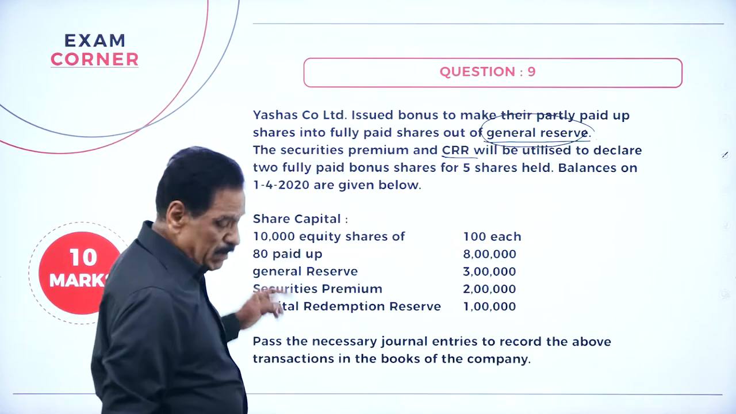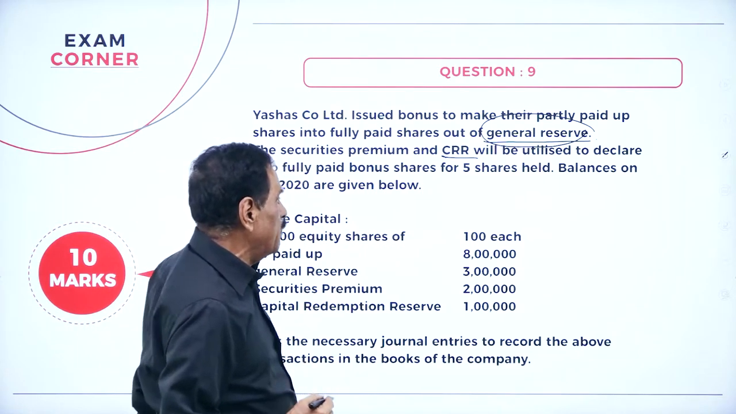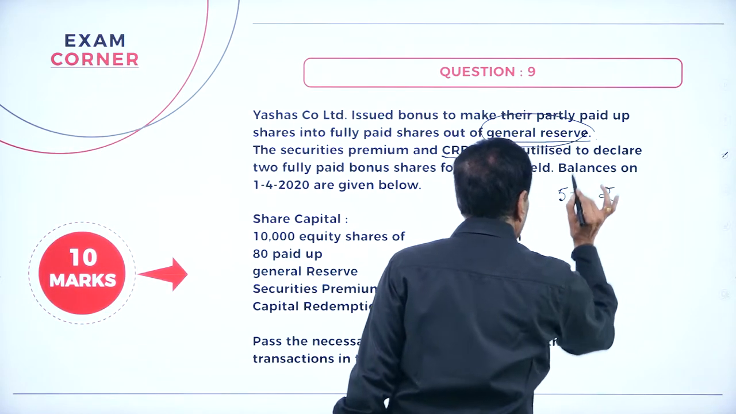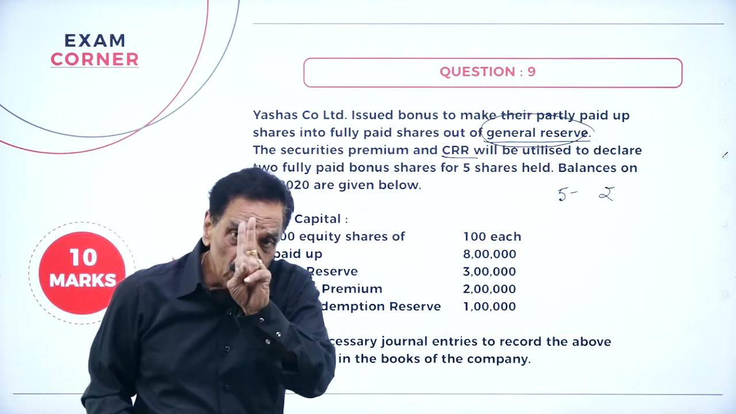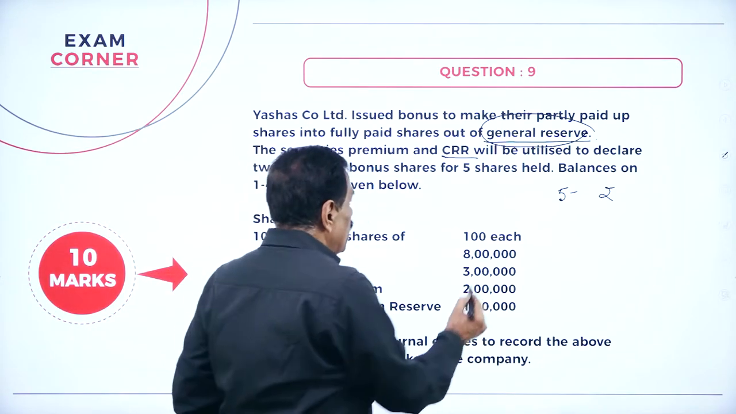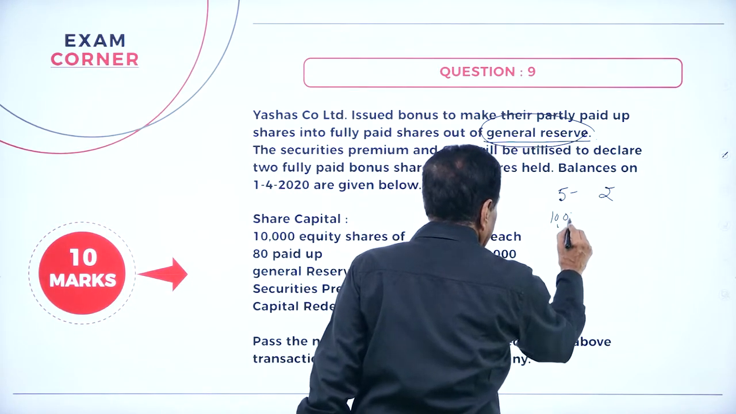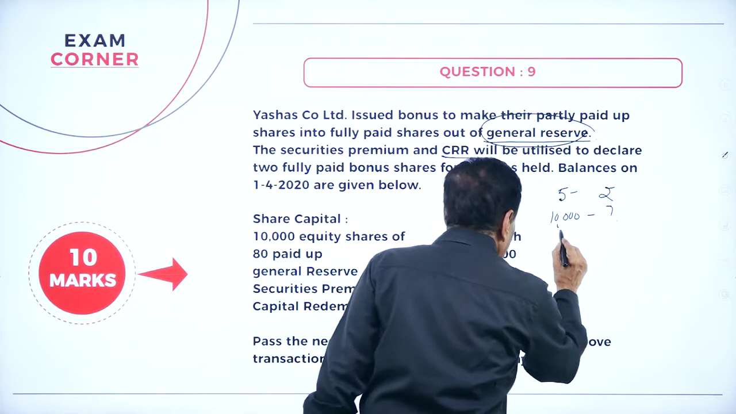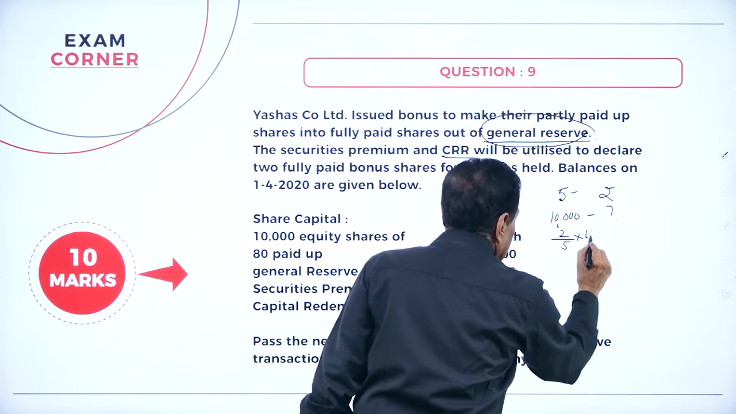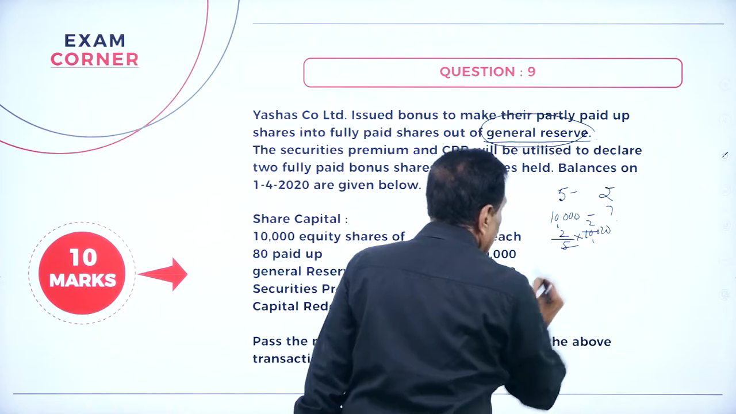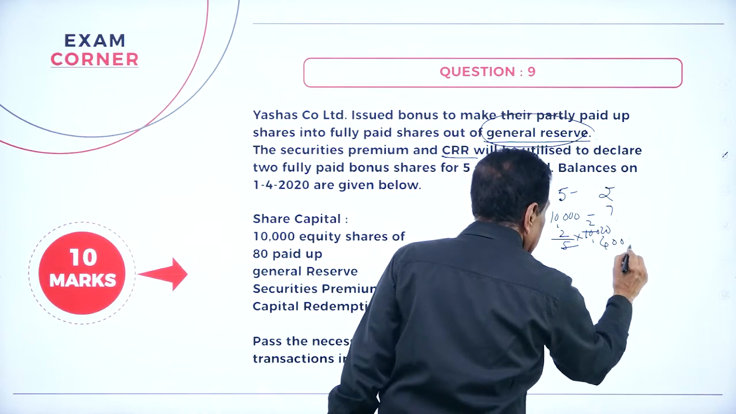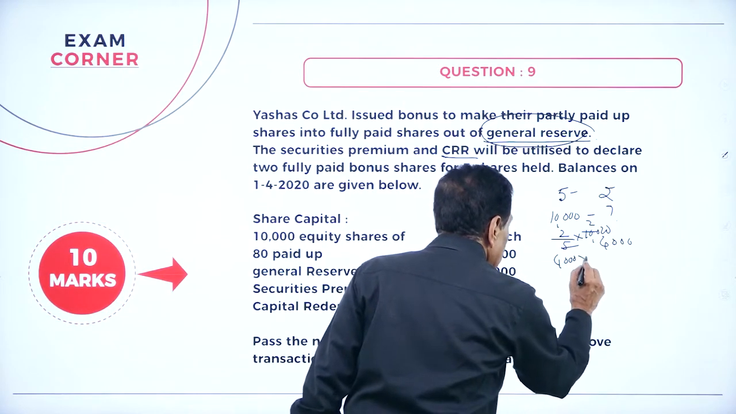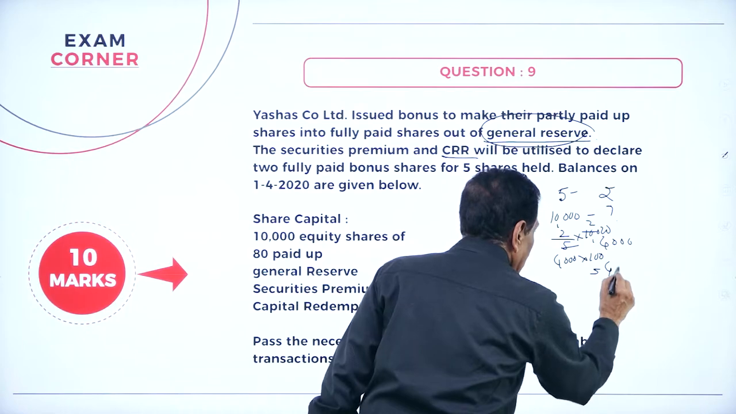Then they have given 2 fully paid bonus shares for every 5 shares. If you have 5 shares, they will give 2 shares as a bonus. How many shares do you have? 10,000 shares. 2 divided by 5 into 10,000 is 4,000 shares. At the rate of rupees 100 each, 4,000 into 100 is 4 lakh.